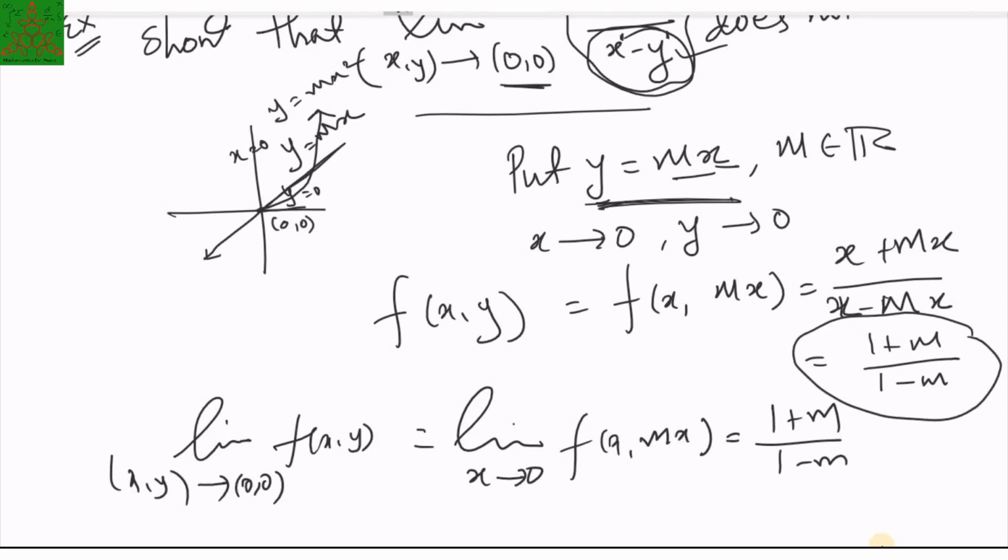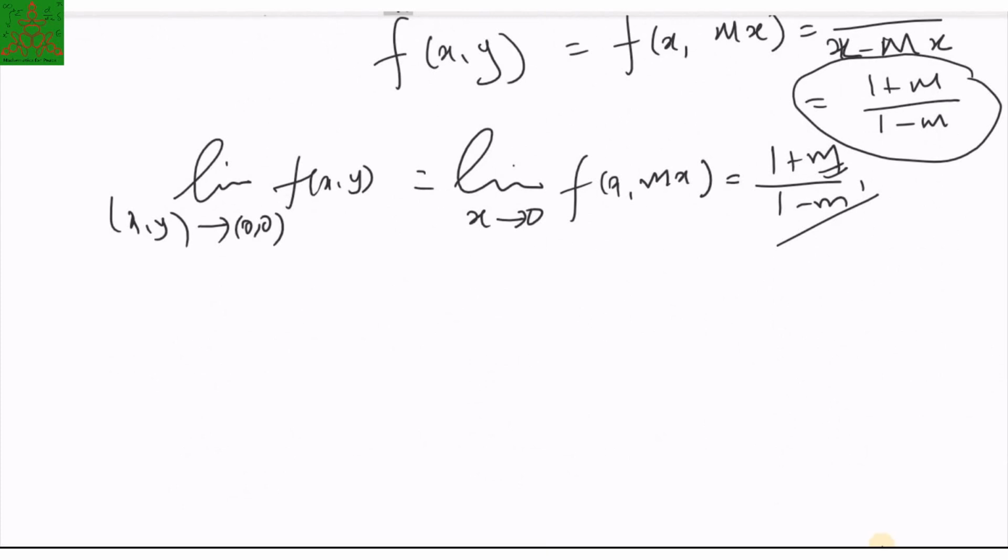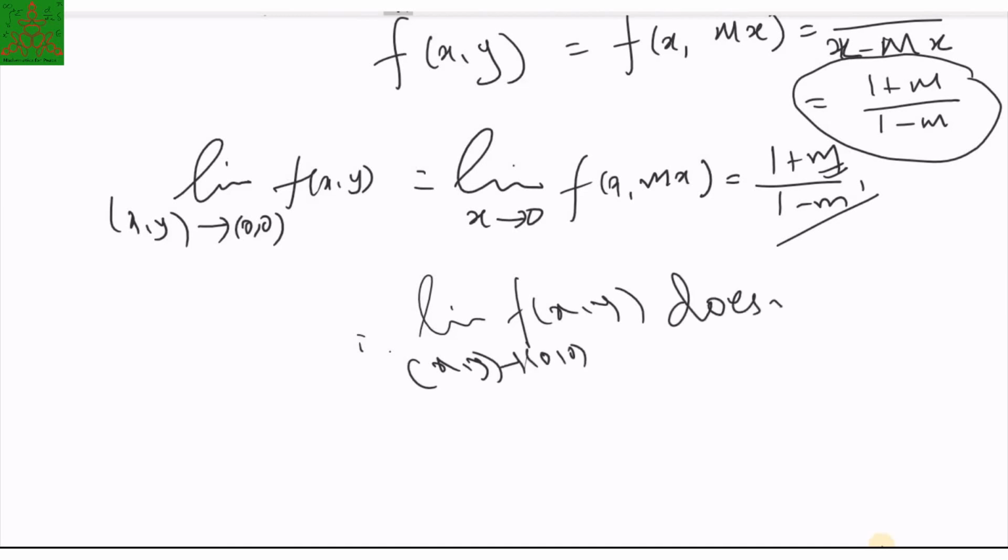And this value depends on m, because if you change the value of m, suppose m is 0, then that will be the x axis, m is 1, that is another line, m is 2, that is another line. So that means if you choose different paths, the answer is different. So that's why we can say that this limit does not exist. So the limit of f(x, y) as (x, y) tends to (0, 0) does not exist.